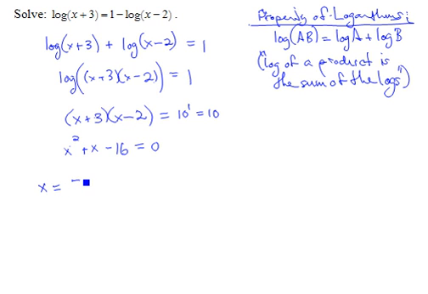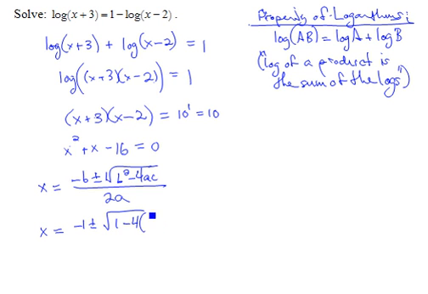x equals negative b plus or minus the square root of b squared minus 4ac, all divided by 2a. Here, filling in the value of b equals 1, we would see we have negative 1 plus or minus the square root of 1 squared minus 4 times a, that's also 1, times negative 16, all over 2 times a, which is 1, so I'll leave that as just 2. And we'll simplify. This is negative 1 plus or minus the square root of, let's see, 1 plus 64, that's 65, all over 2.